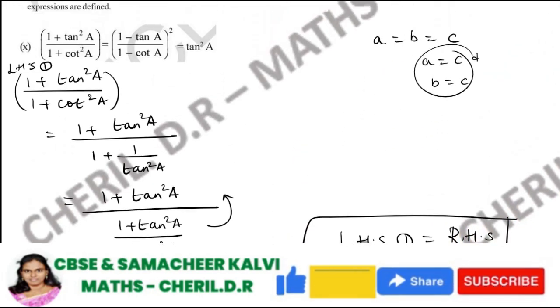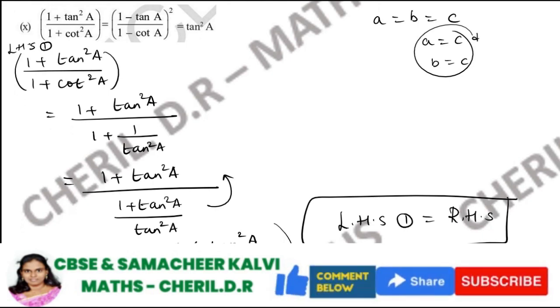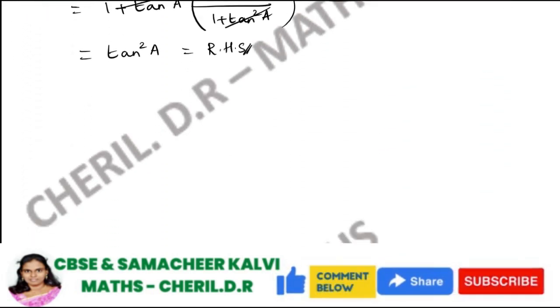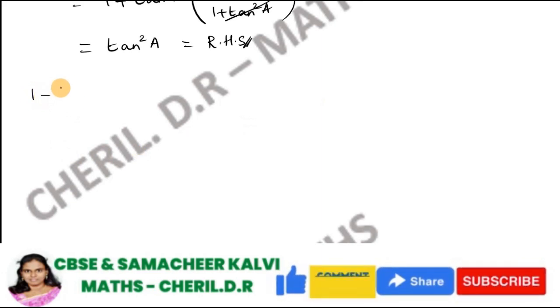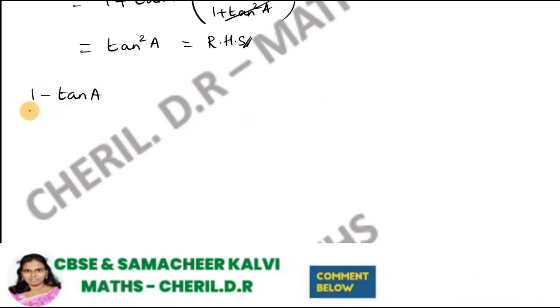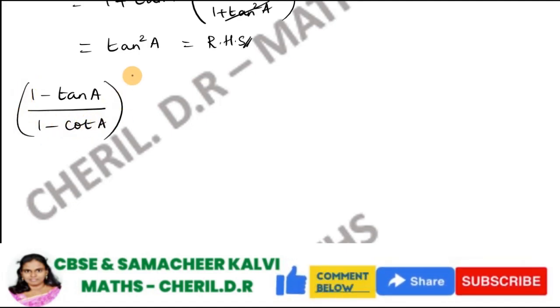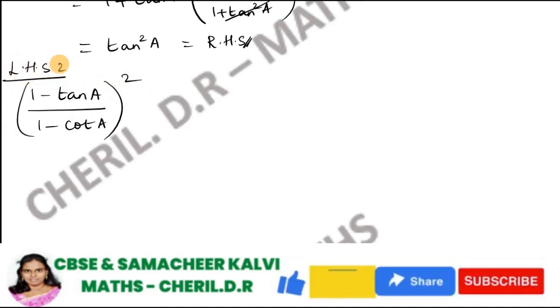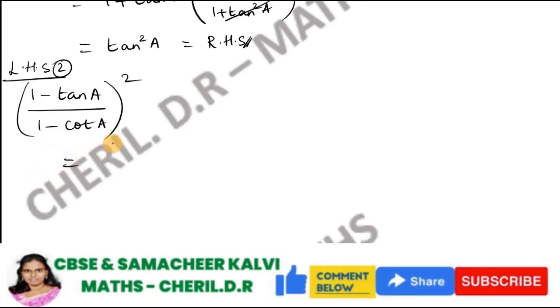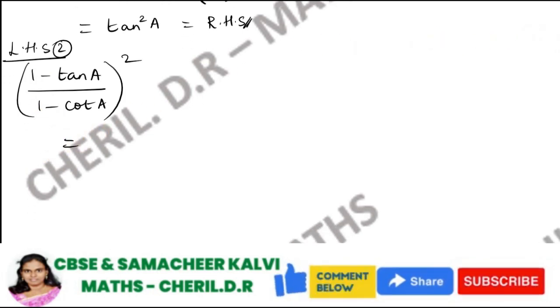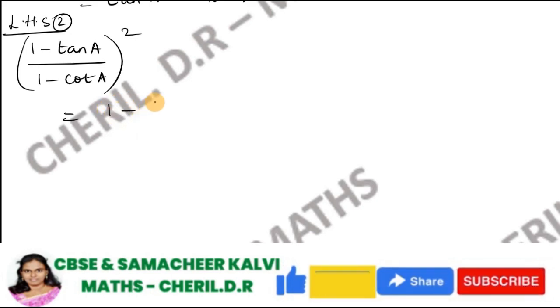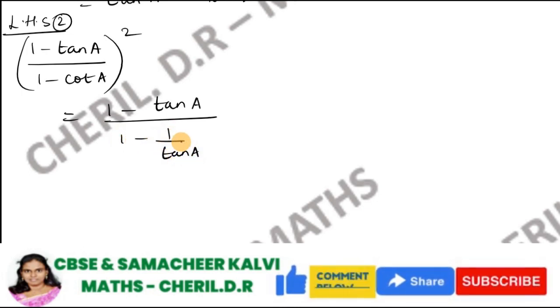Now let me take the second left hand side: 1 minus tan A divided by 1 minus cot A the whole square. This is my left hand side 2. Again I am going to do the same thing. Cot A I'll write in terms of tan A. So 1 minus tan A divided by 1 minus 1 by tan A the whole square.